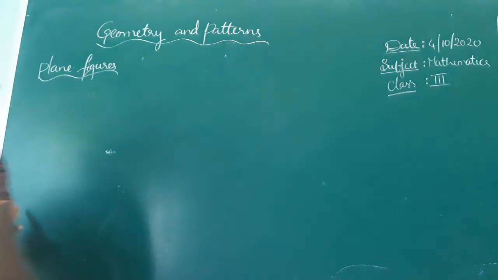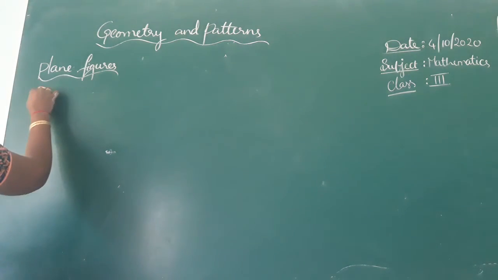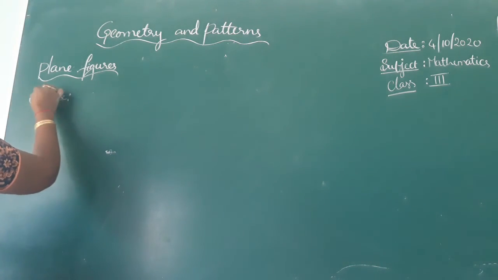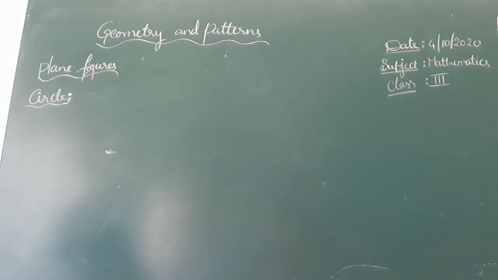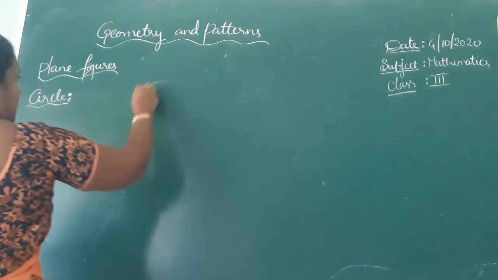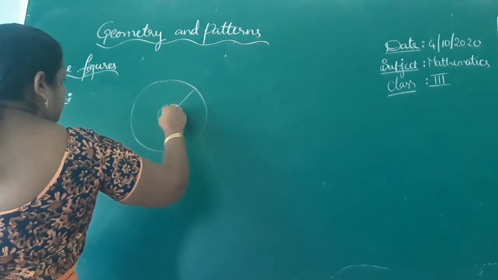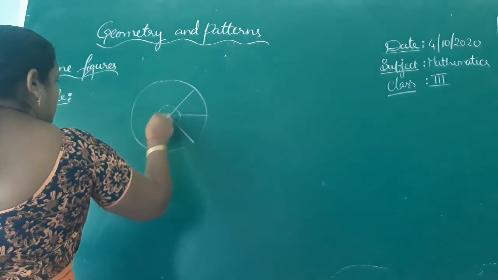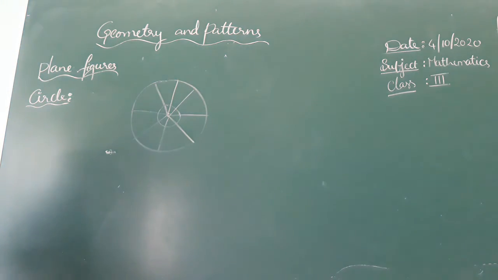It is about the circle. It is also a plane figure. You can see this type of structure in the wheel of a cart. Have you observed the wheel of a cart, children? The shape of the wheel of a cart is a circle.